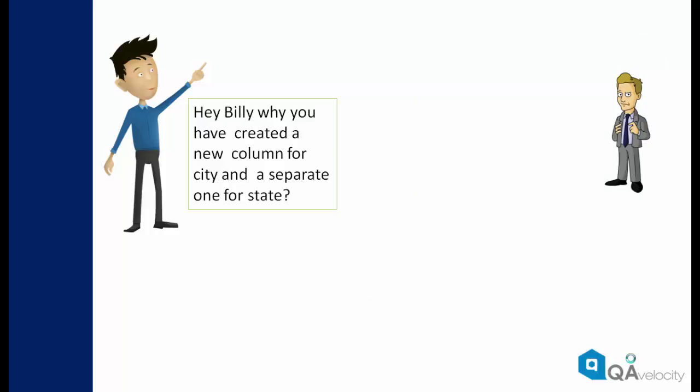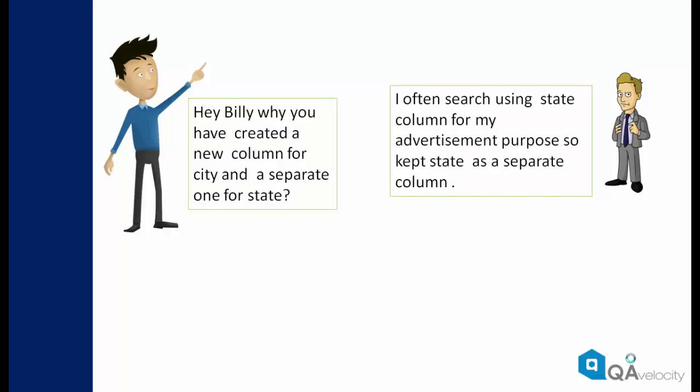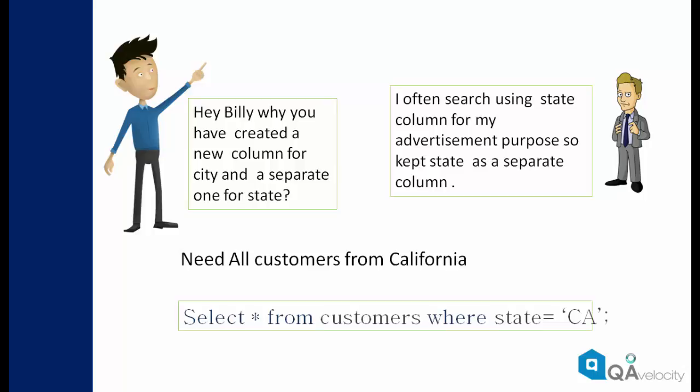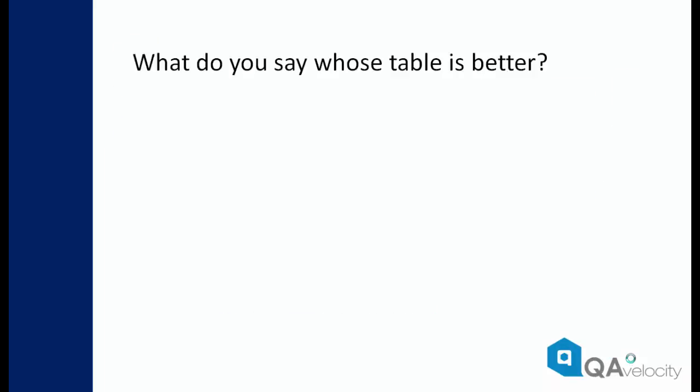Now Jeff went to Billy's store and asked him the same question. Billy told him he often queries data using the state column, so for his advertisement purposes, he kept state as a separate column. So how would Billy find customers from California? Billy has written a straightforward query: select star from customers where state equal to California. So what do you say? Whose table is better?